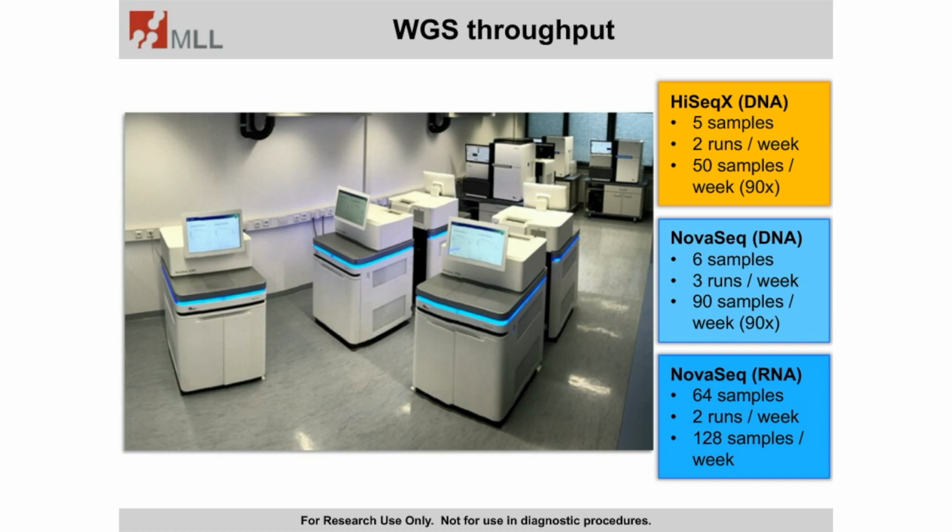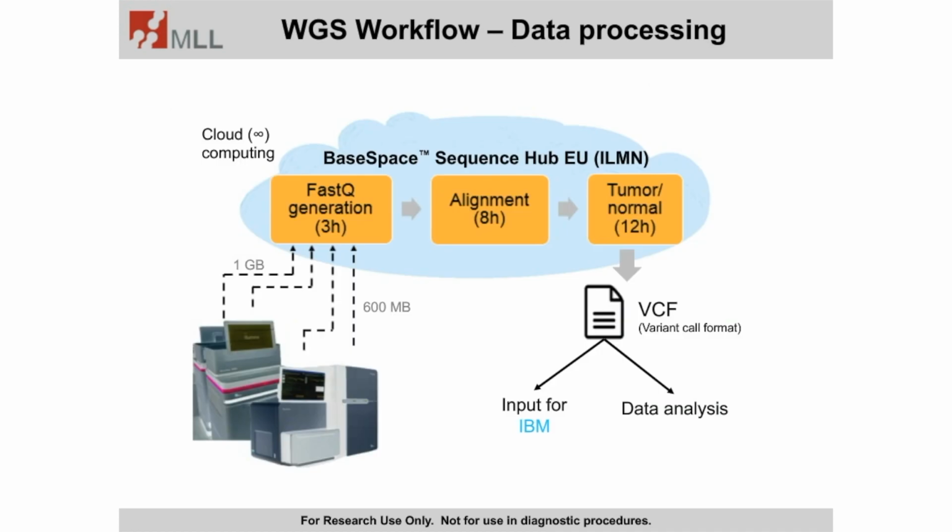And in parallel, we do on the NovaSeq also the RNA-Seq, 64 samples, 2 runs a week, summing up right now to 130 cases per week that are sequenced. And if we are going to start to use the S4 in the next 4 weeks, that will be increased to 200 samples per week. Now, we have a lot of information available by doing so.